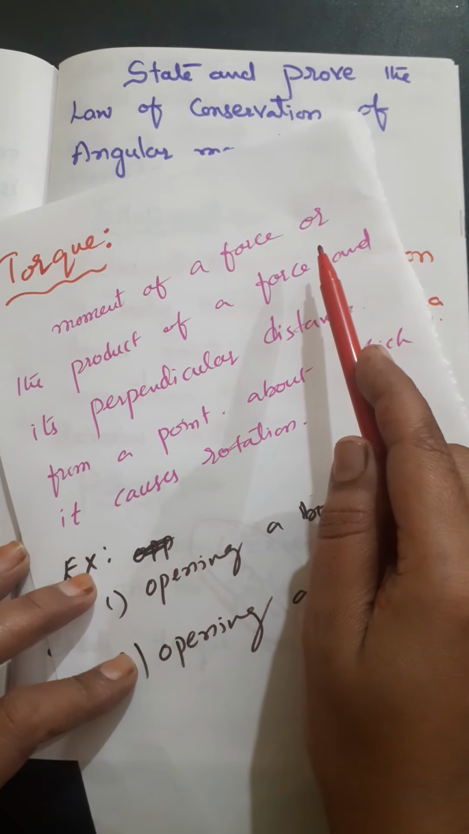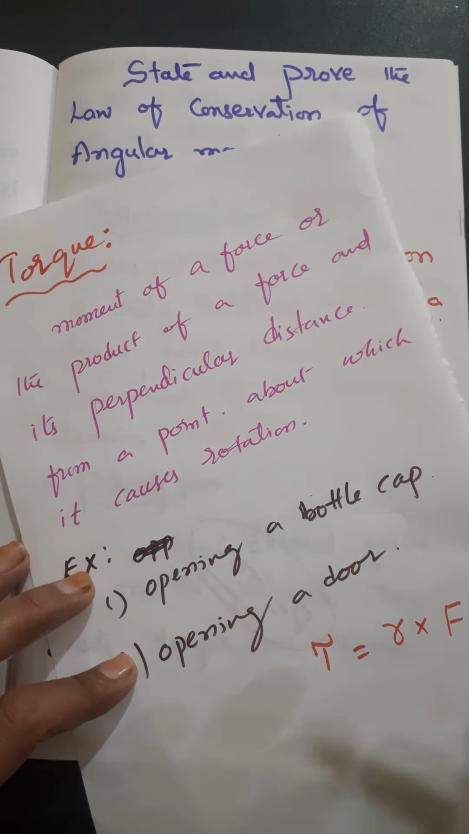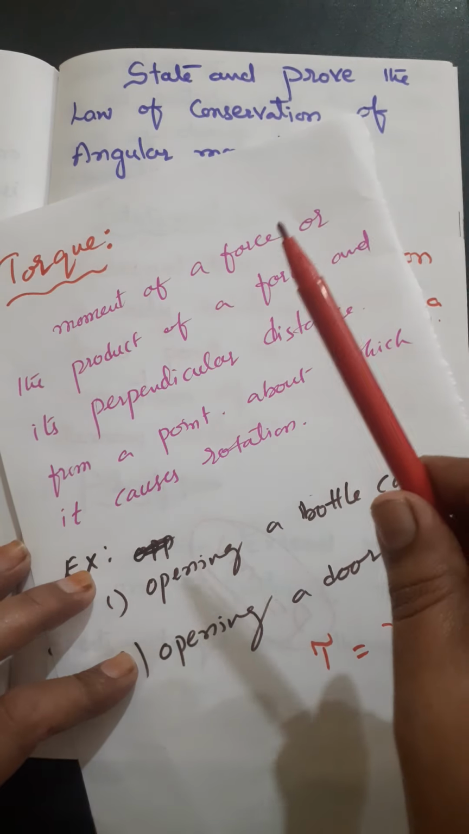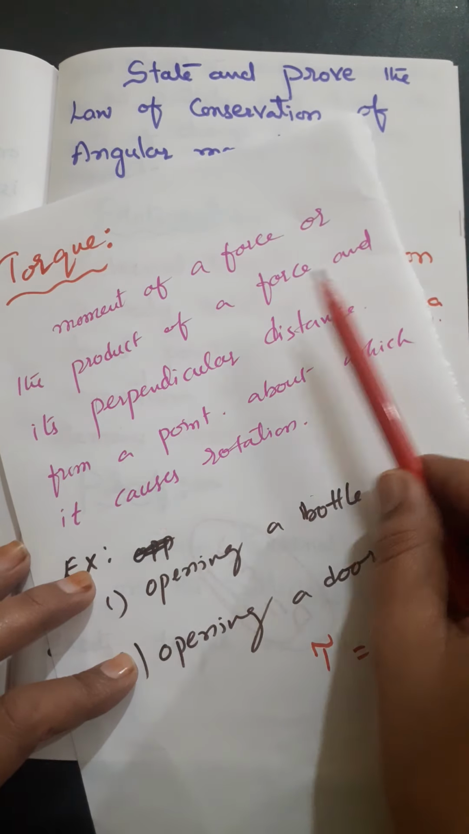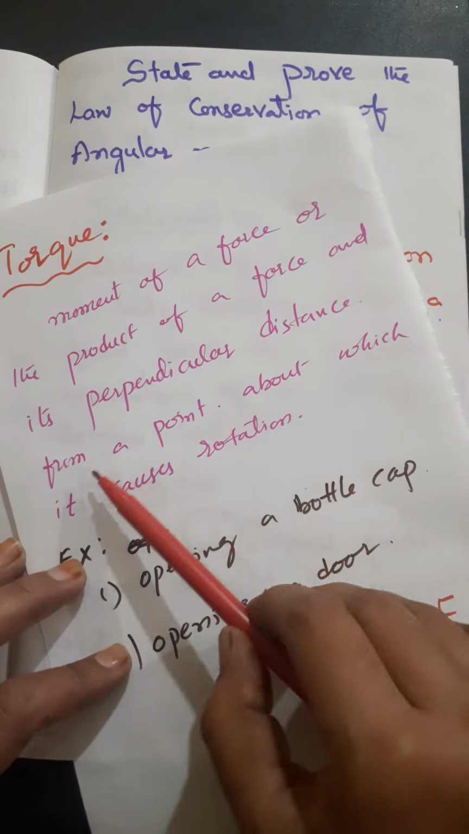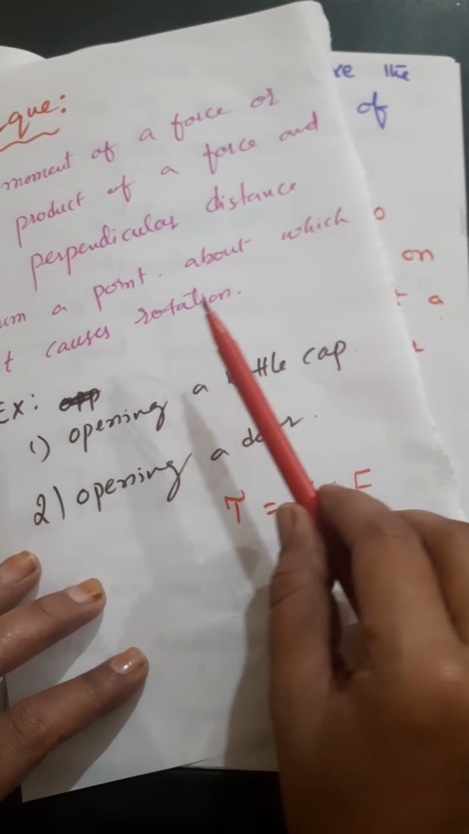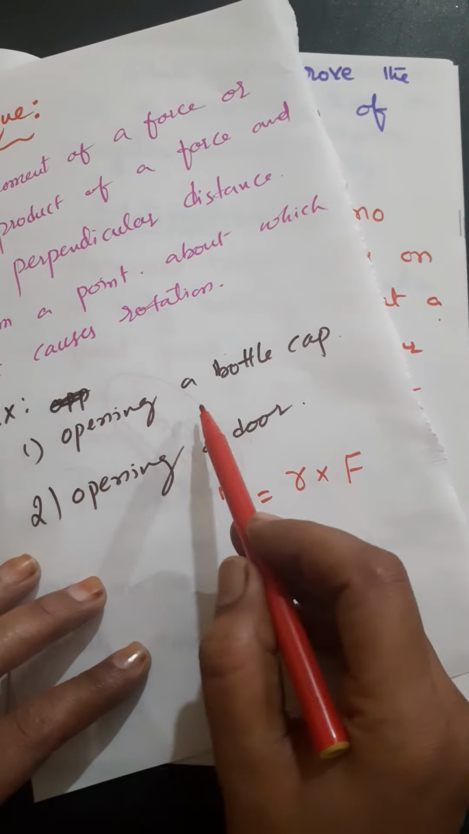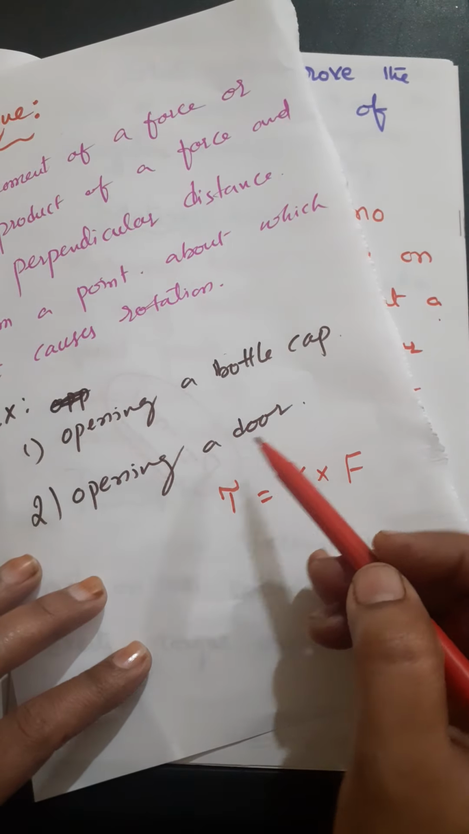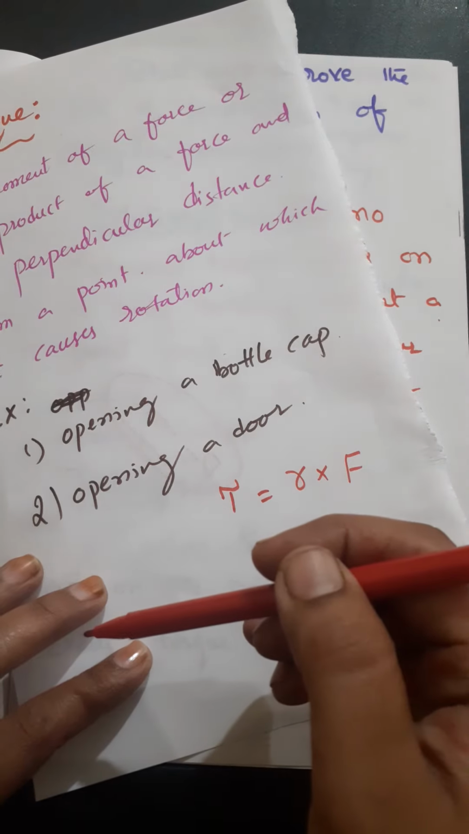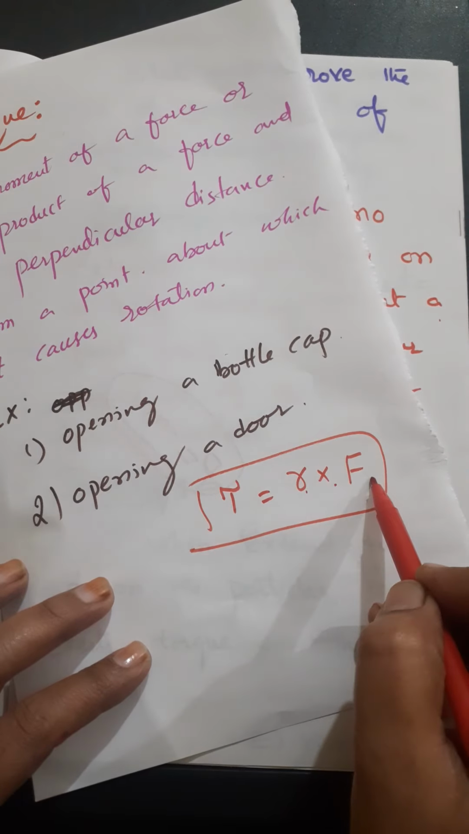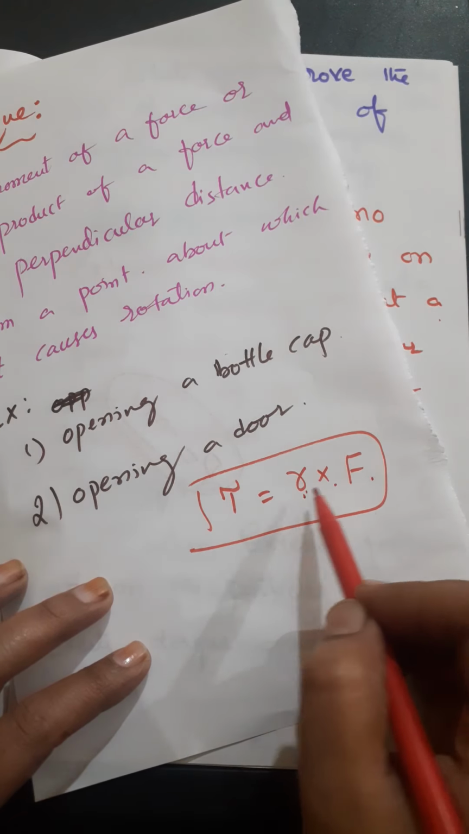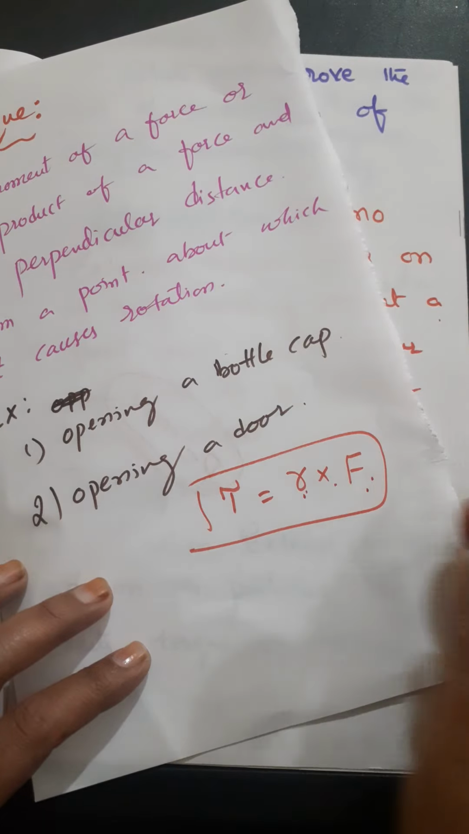So what is torque? Torque is nothing but the moment of a force. It is just like a force, but we have to introduce torque when the body is rotating. The moment of a force is the product of a force and its perpendicular distance from a point about which it causes a rotation, for example opening a bottle cap or opening a door, where we have to apply some force at a perpendicular distance. That can be written as torque is equal to r cross F, the vector product of position vector and a linear force.